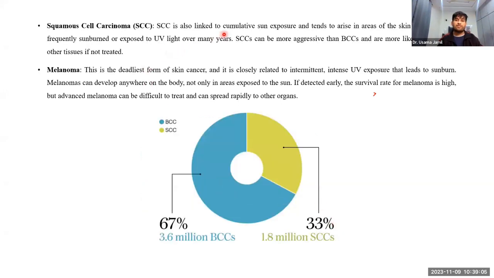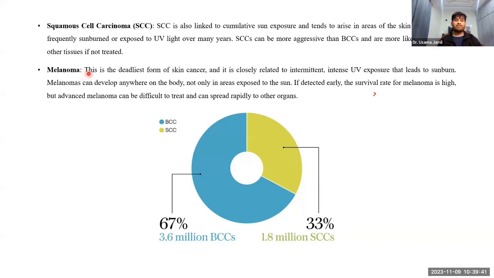The squamous cell carcinoma is also linked to cumulative sun exposure and tends to arise in areas of skin that have been frequently sunburned or exposed to UV light over many years. Squamous cell carcinoma can be more aggressive than BCCs and is more likely to spread to other tissues if not treated. So, basal cell carcinoma doesn't spread to remote areas of the body, but it invades locally where it gets started. Squamous cell carcinoma, on the contrary, spreads to other areas of the body other than the main origin.